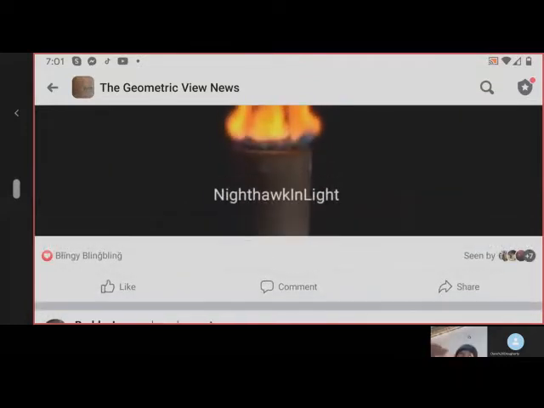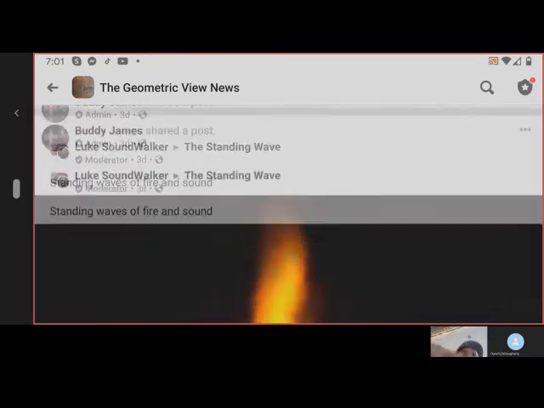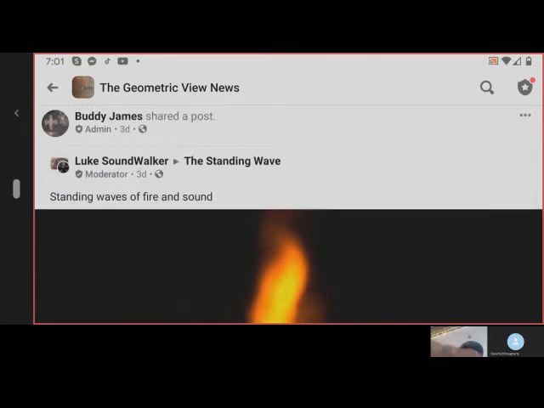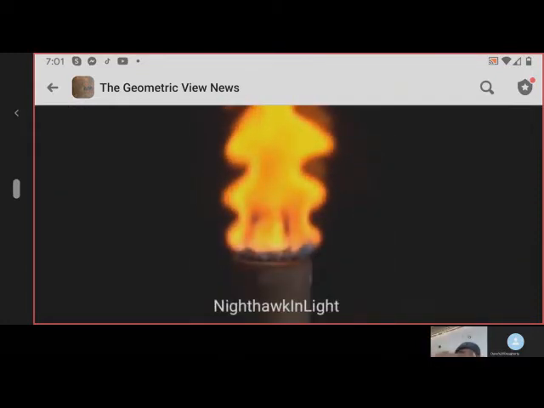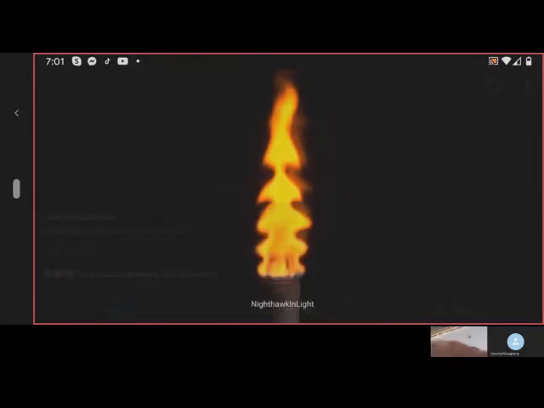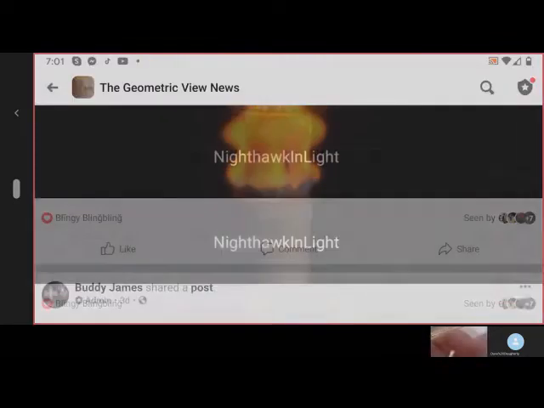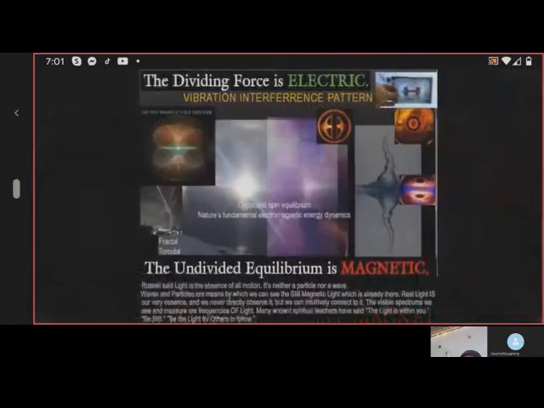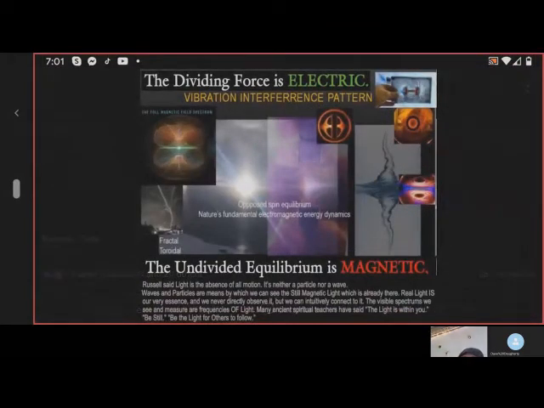It's awesome. Oh, another great one from Nighthawk in Light. I love Nighthawk in Light. Check him out, his YouTube channel, and also Luke Soundwalker. But yeah, this is a cool image here from one of Nighthawk in Light's newest YouTube videos. This is sound creating patterns inside of fire. So it's like fire cymatics. So that's always fun. I thought this was good. It has its ups and downs, but it's for the most part pretty good here.